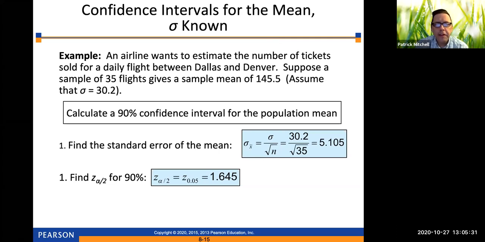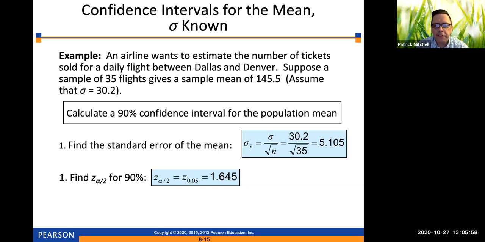All right, so for example, if an airline wanted to estimate the number of tickets sold for a daily flight between Dallas and Denver, suppose a sample of 35 flights gives a sample mean of 145.5, and assume that the population standard deviation is 30.2. And we want to calculate a 90% confidence interval for the population mean.